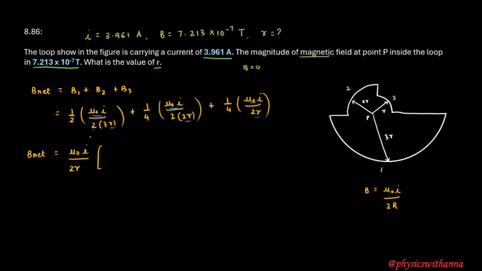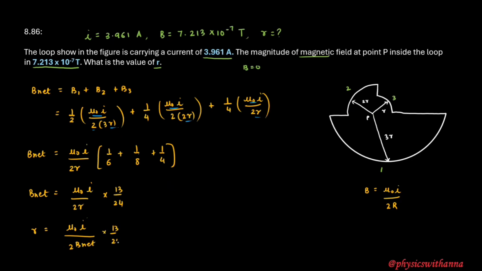Now multiply and add the terms which are left. Half times 3 will give you 1 over 6, plus 1 over 4 times 2 will give you 1 over 8, plus 1 over 4. That gives you B net to be equal to mu naught I over 2R into 13 by 24. I want to find R, so we rearrange. I will move R to the other side and B net down. We get R to be equal to mu naught I over 2 times B net into 13 by 24.